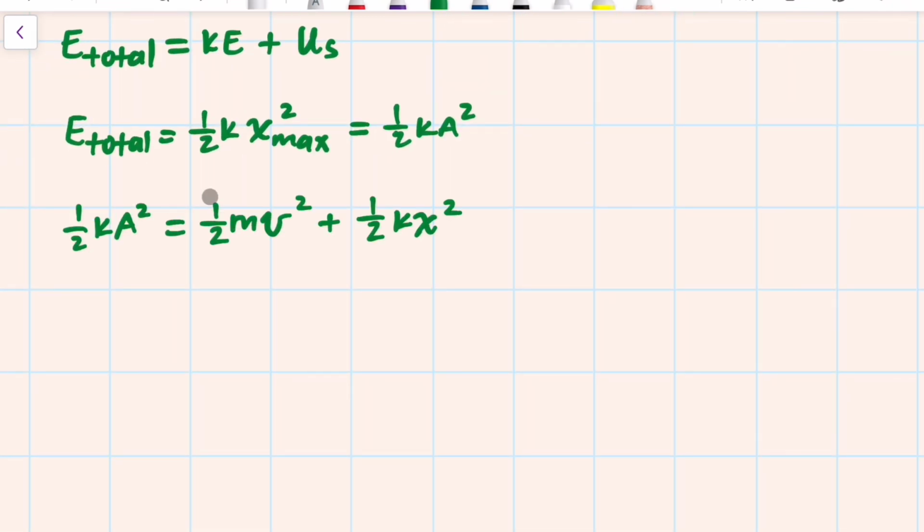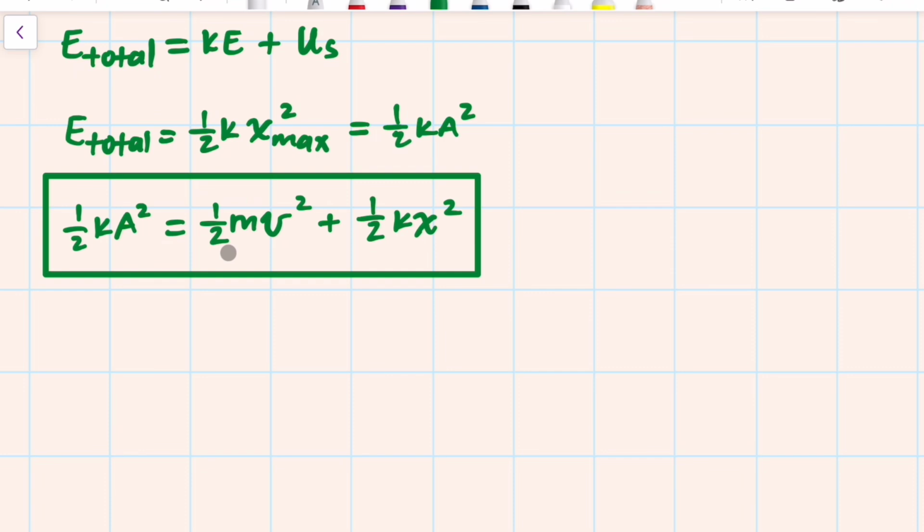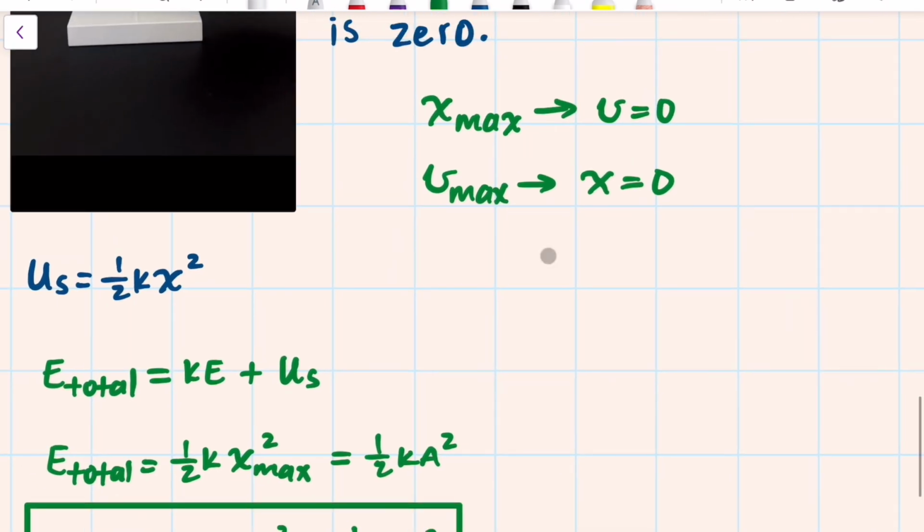And then you might be saying, can't we cancel the 1/2? Yes, we can, of course. But I want to leave it like that because this shows energy conservation for a mass on a spring or a harmonic oscillator, where v is the speed of the oscillator, in this case the mass on the spring, x is displacement, k is the force constant, and A is amplitude. Okay, now let's apply these situations.